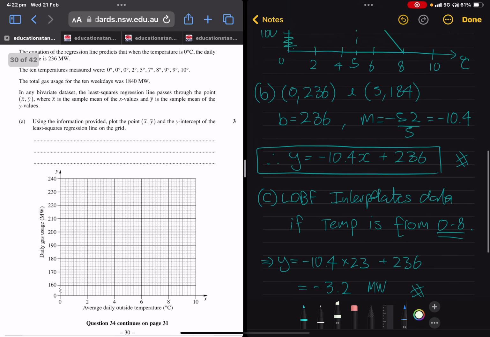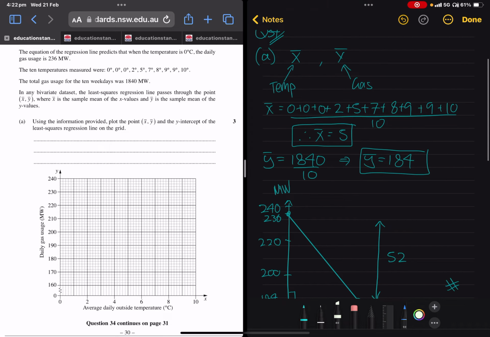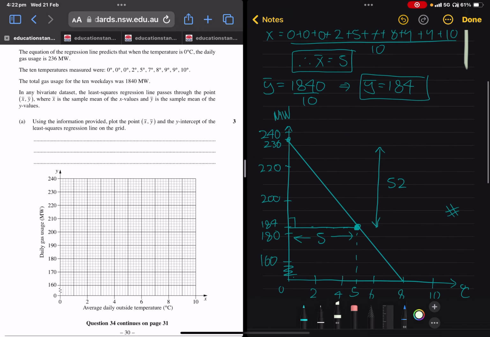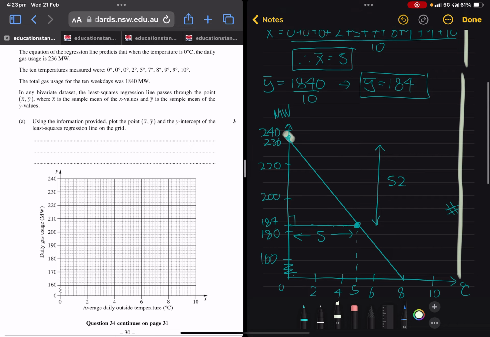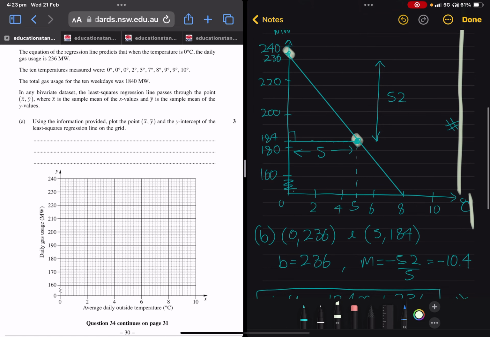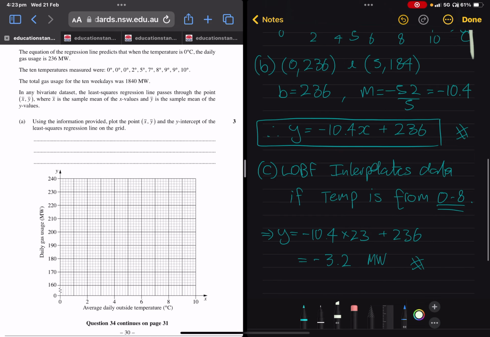So let's go through the marking. For part A, you get 1 mark for calculating either x bar or y bar. So if you get one of these values, you get 1 mark. If you get the other value, you get the other mark. You get a second mark for calculating both of them and plotting them on the grid. So x bar and y bar and plotting that point. You get the third mark for correctly plotting both points on the grid. So this is the intercept point and this extra point. So if you have all of this, you get 3 marks for part A.